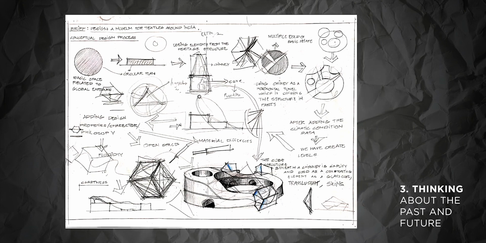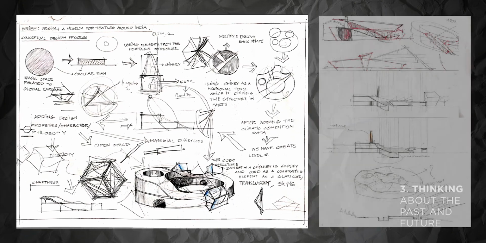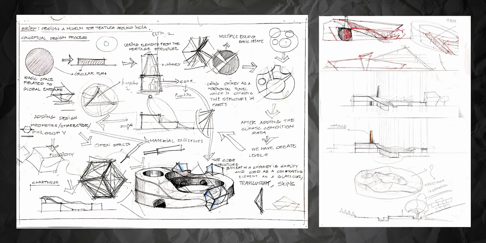The third point is thinking about past and future. So the idea behind this rule is to think about the existing structures on your site, and also think about different possibilities of your structure in the future.